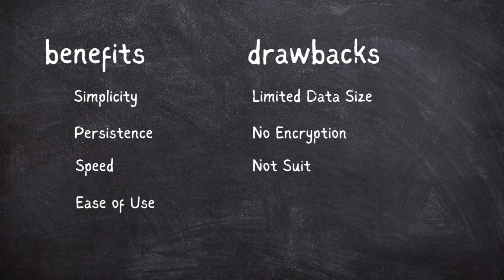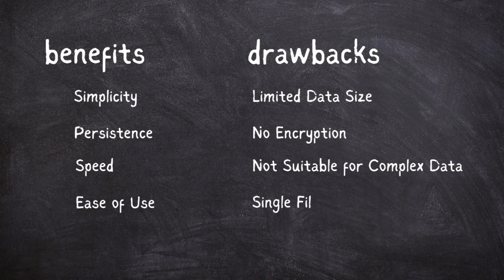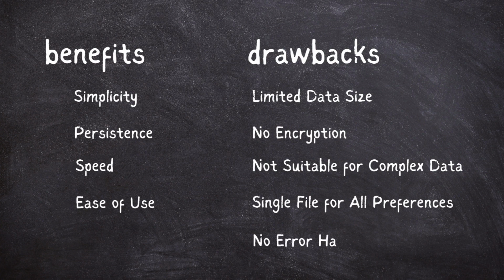They are not ideal for storing complex or structured data types such as arrays, lists, or objects. For such cases, other storage options like SQLite databases or file storage might be more appropriate. All data is stored in a single XML file, which can make it challenging to manage and organize data if your app has many preferences. And lastly, there's no error handling and it throws parsing errors as runtime exceptions.